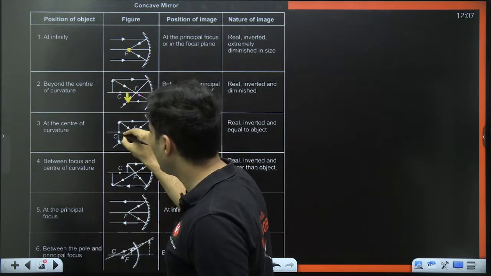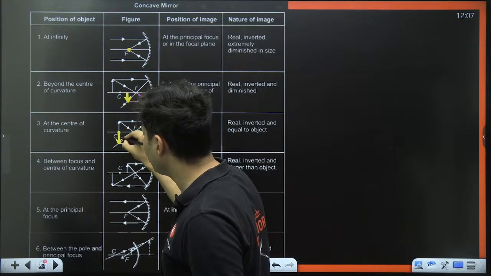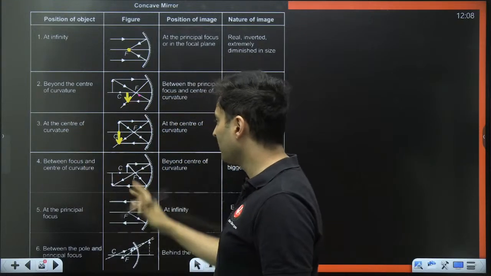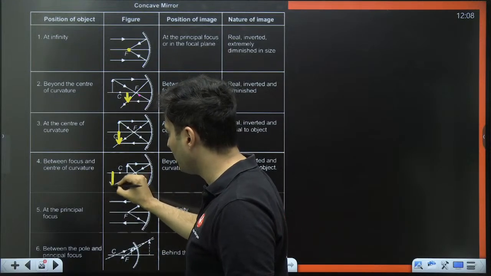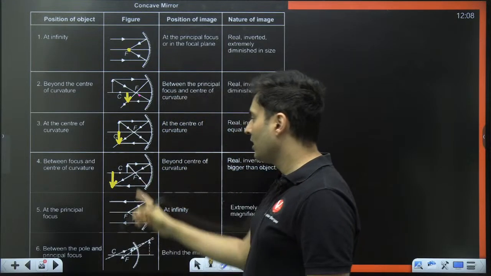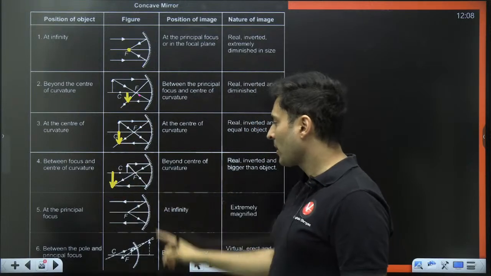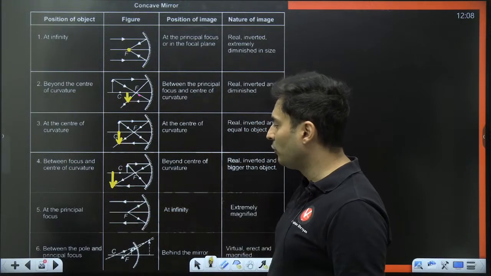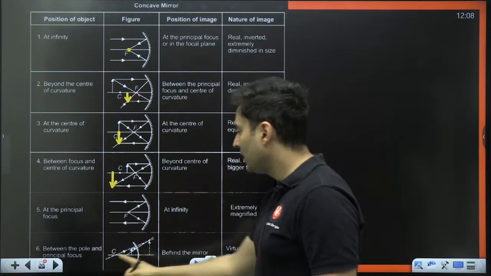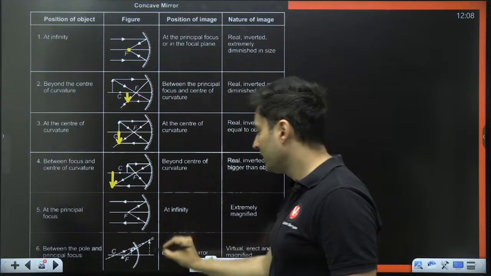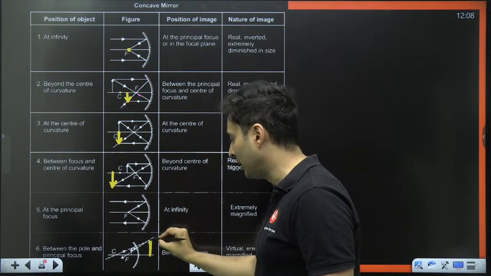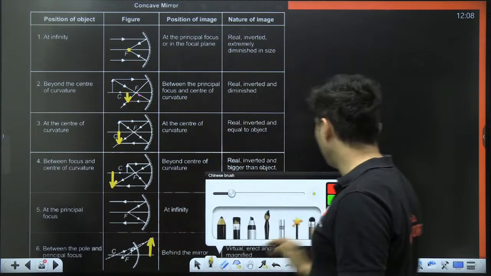Then when you are at the center of curvature, it's of the same size, but it is inverted and going towards the left side. You bring the object closer towards the focus, the image becomes even larger now. It's larger than the object and it is going towards the left side. Finally, when you bring the object at the focus, the image is formed at infinity. And when you bring the object beyond the focus towards the pole, then the image is now virtual.